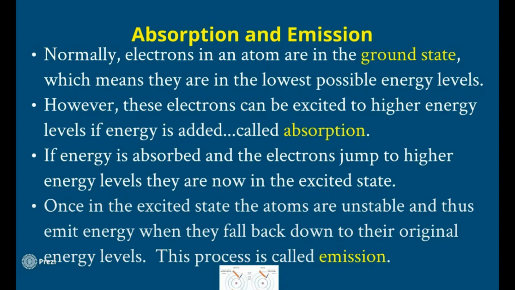Normally electrons in an atom, they're in a ground state. Basically what that means, they're in the lowest possible energy levels. In other words, they're normal. They're in the level they like to be, they're staying in there, they're moving around. Okay, makes sense.